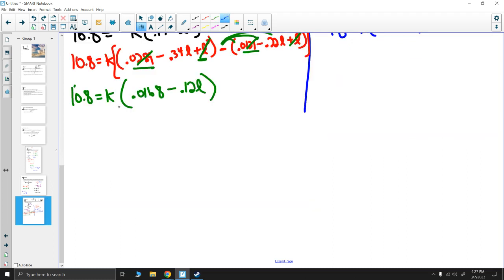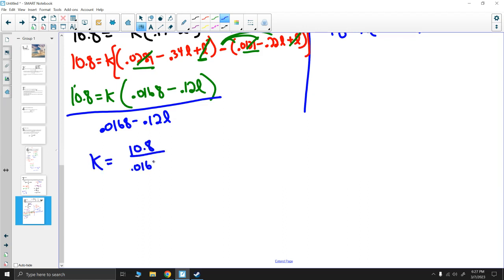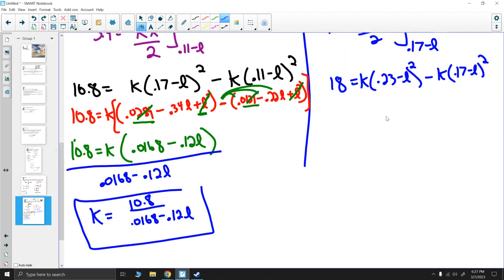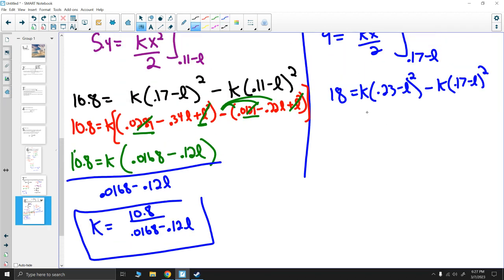All right, so we are solving for k here, so we need to divide everything by 0.0168 minus 0.12L. So that means k is equal to 10.8 over 0.0168 minus 0.12L. Okay, so this is our k. We again don't care about k actually, but because we're solving for L, we want to solve for k first for our substitution. It's going to save us work.